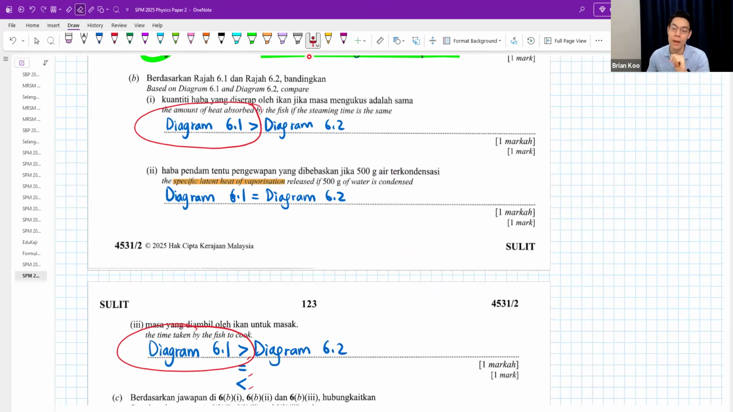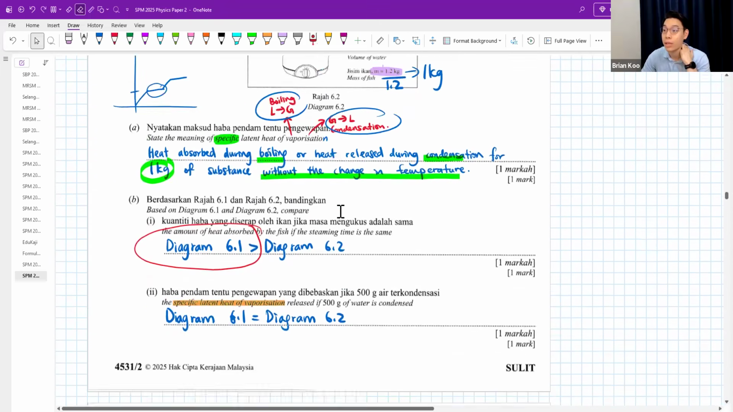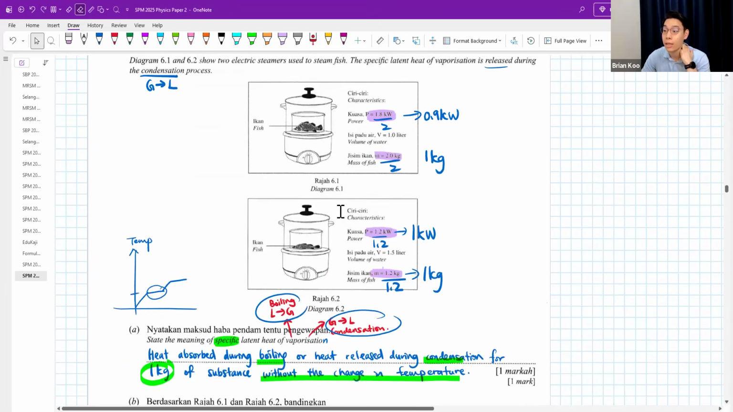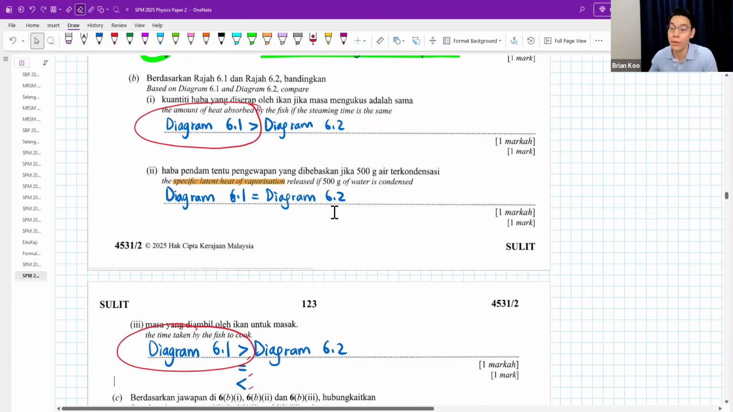But you have to follow your comparison, right? Just now I already decided that in 6.1 time taken is greater. But you follow your answer. You can also say amount of heat is greater. Did I make a mistake just now? Time taken by the fish to cook in 6.1 is greater than 6.2. Yeah, okay. 6.1 is slower, 6.2 is faster.